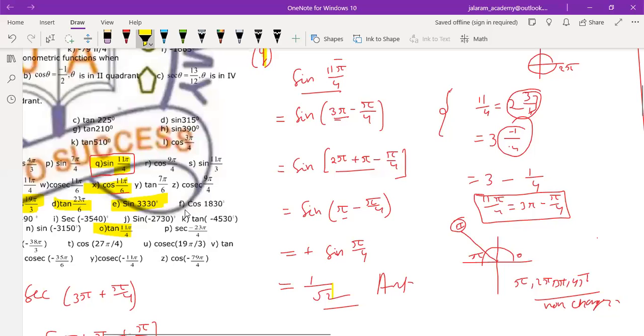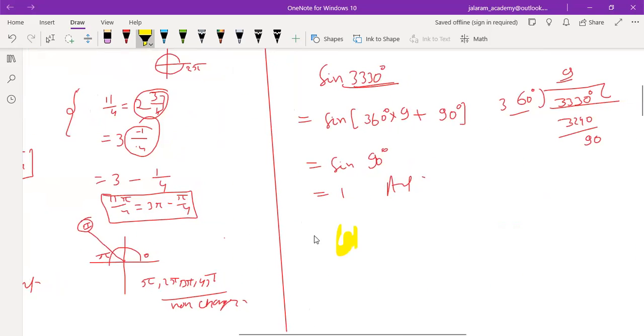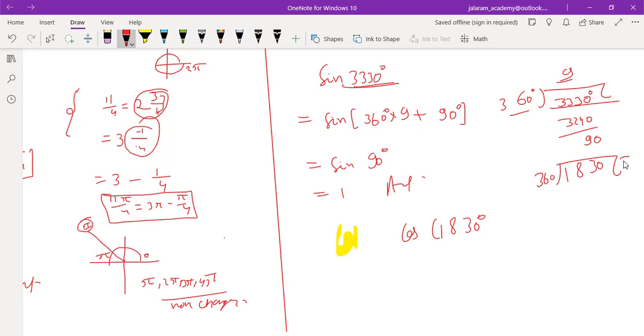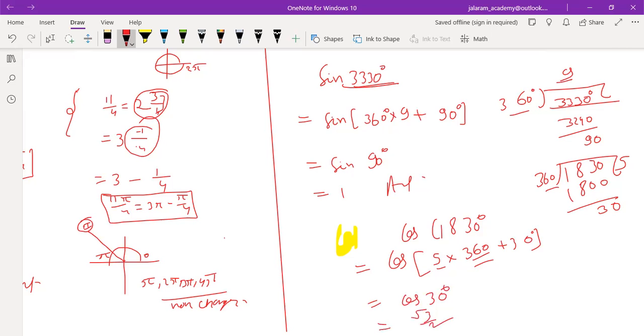Similarly for this 1830 degree cos, it is cos 1830 degree. So divide this 1830 by 360 only. So we observe 36 fives are 1800 and the remainder is 30. So we can write cos, divisor is 360 into quotient is 5, so quotient into divisor plus remainder. Now this 360 degree is equivalent to 0. So we can write cos 30 degree, which is equal to root 3 by 2.